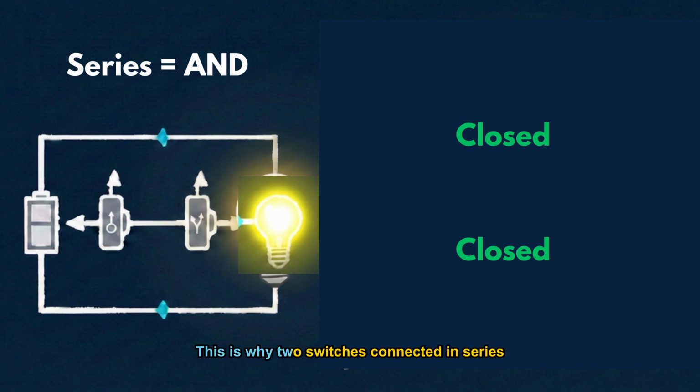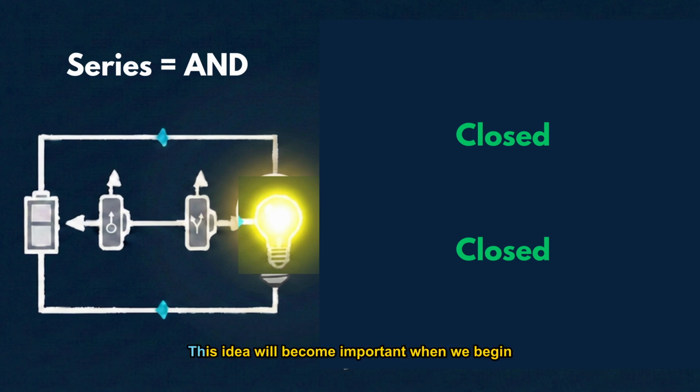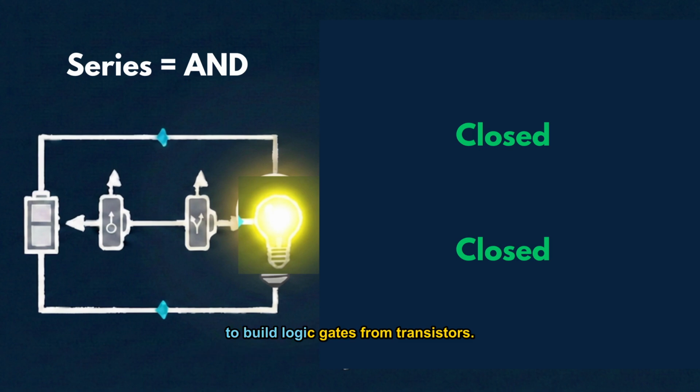This is why two switches connected in series behave like the logical operation AND. This idea will become important when we begin to build logic gates from transistors.